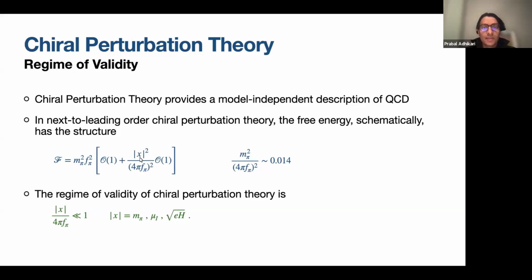So if you choose, say, x equals m pi, then m pi squared over (4 pi f pi) whole squared, which is the characteristic scale that shows up, and this 4 pi whole squared has to do with the use of MS-bar, one ends up with a ratio that is roughly 1%. So the contribution of the next leading order term at x equals m pi is 1%. Now you can crank up, say, the chemical potential and take it to 3 m pi, whole squared, and the answer is that it will be roughly 10%.